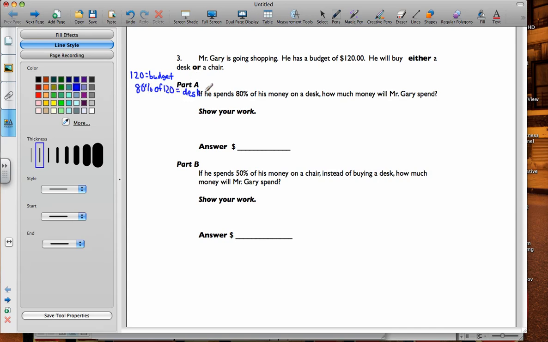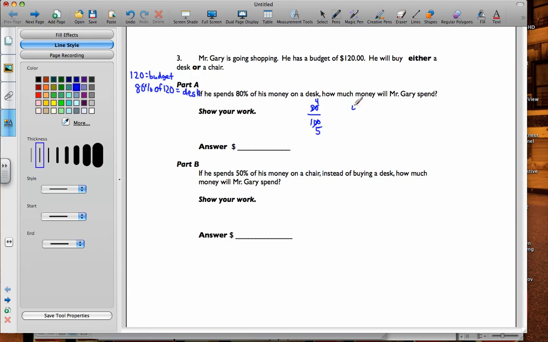80% of 120. 80% is written as 80 over 100. However, I can simplify that by a factor of 20 to get 4/5. And just to check to make sure that it actually is equivalent, 4/5 is equivalent to 80 hundredths, I will cross multiply. So the 5 is in the denominator, I'll multiply that by 80, I'll get 400, and the 100 times 4 is 400, great, so it's equivalent.